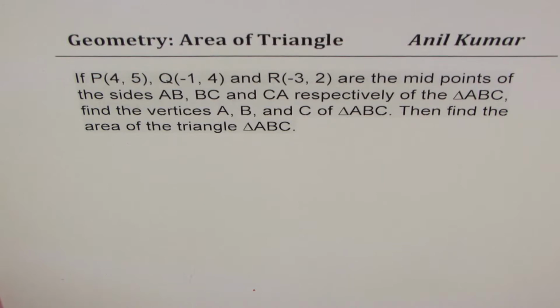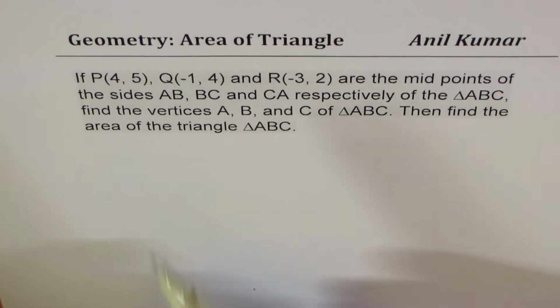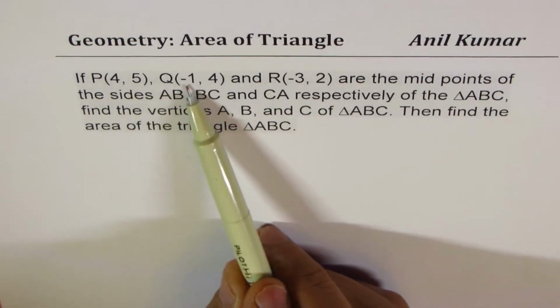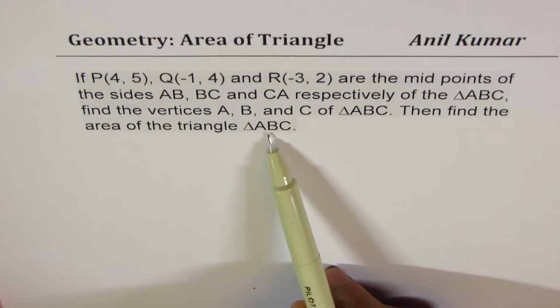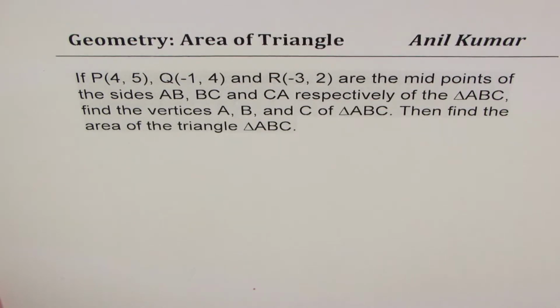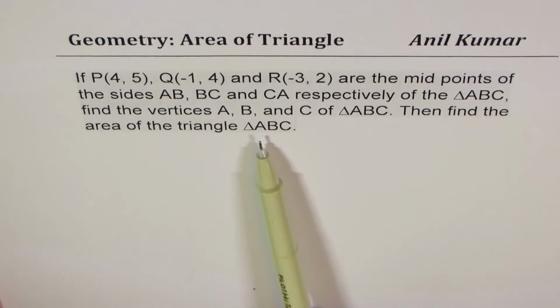The question here is, if points P, Q and R are the midpoints of the sides AB, BC and CA respectively of the triangle ABC, find the vertices A, B and C of the triangle ABC, then find the area of the triangle ABC. Now the idea of writing "then finding" is, well, the alternate could have been that since we know the midpoints, you can find the area of this triangle PQR, times 4 gives you the area of triangle ABC. So you don't really have to find the vertices A, B and C to find the area of triangle ABC.